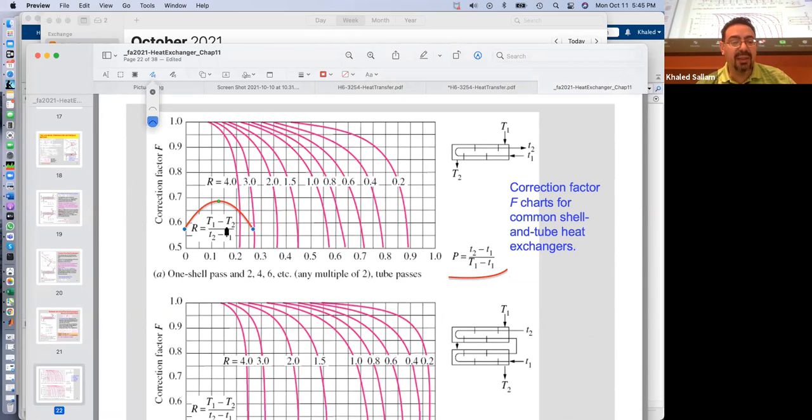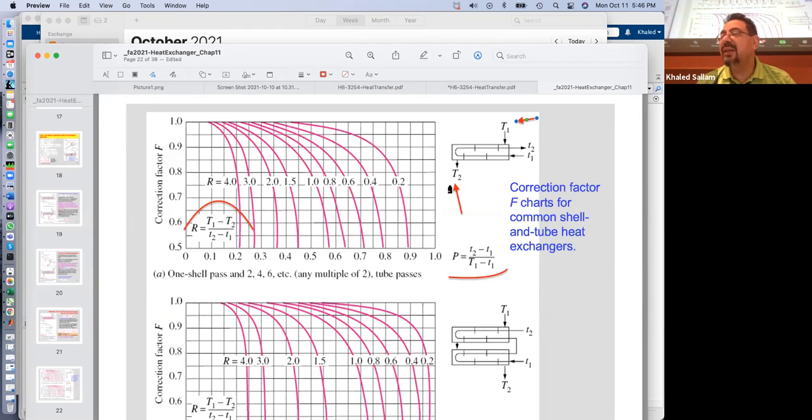Okay. What is capital T1 and capital T2, and what's small t1 and small t2? Each one of those charts has a key, and that key tells you what is the T2 and T1. So the T1 is the inlet temperature of the shell, not the hot or the cold. You don't care whether it's hot or cold. It's the inlet of the shell. And capital T2 is the exit of the shell side. And the small ones are the tube side, inlet and out.